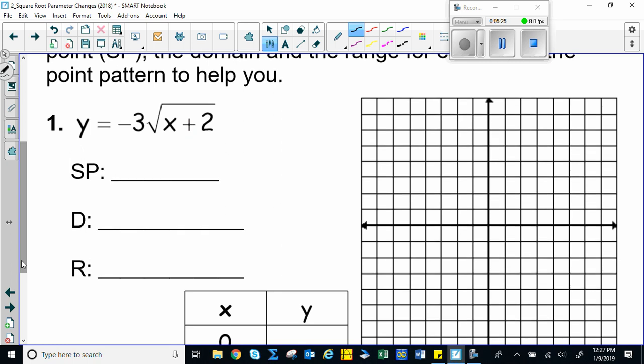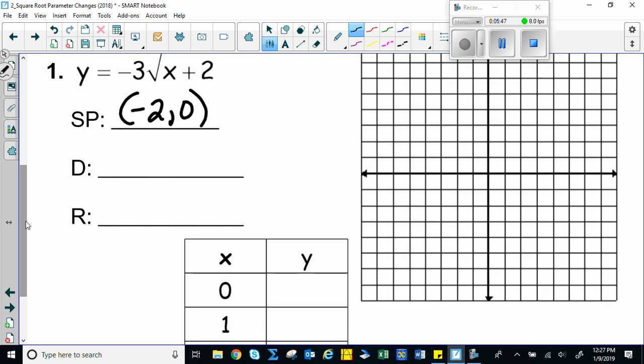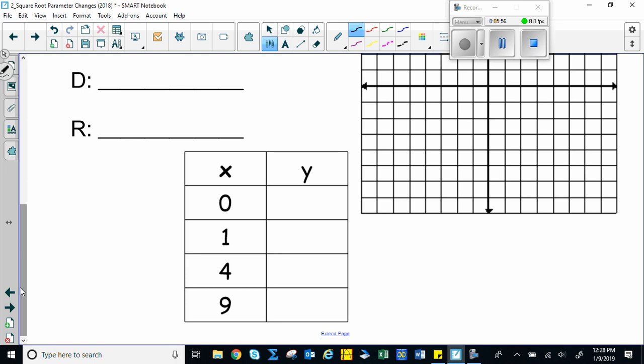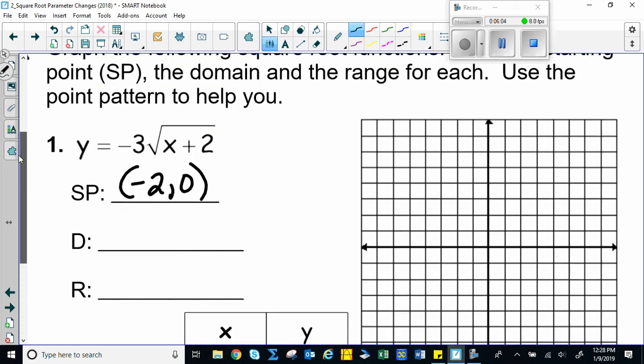So number one, what is the HK? -2 and 0. Good, that's my starting point. -2 and 0. So how are we going to transform the parent function? What is the +2 tell me to do? Move my graph which direction? To the left 2. So down at the bottom of your paper, you've got a space. I want you to write left 2. All right, right below the graph, you've got space, right? Left 2.